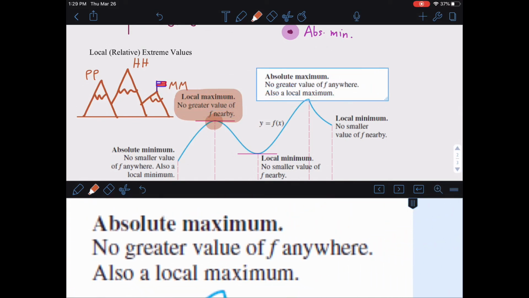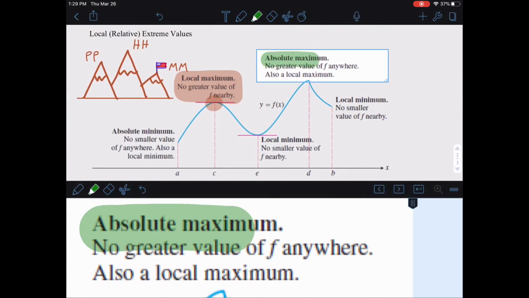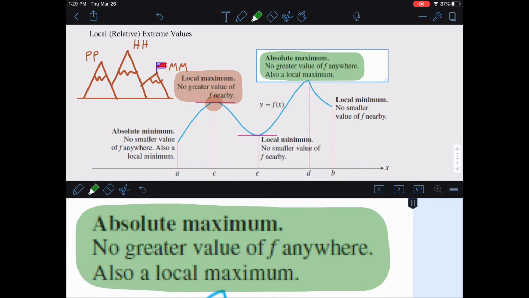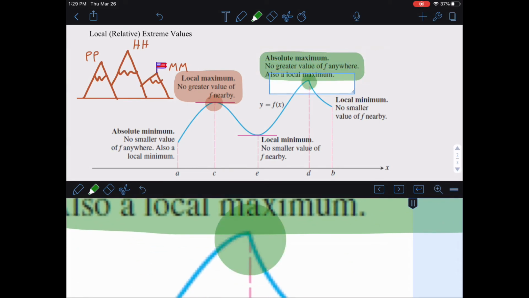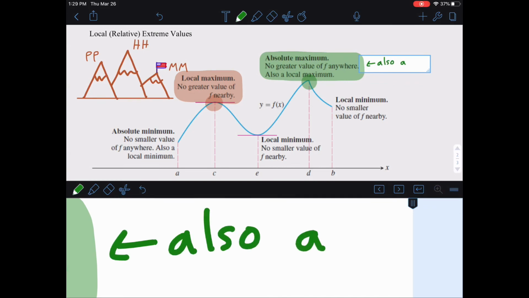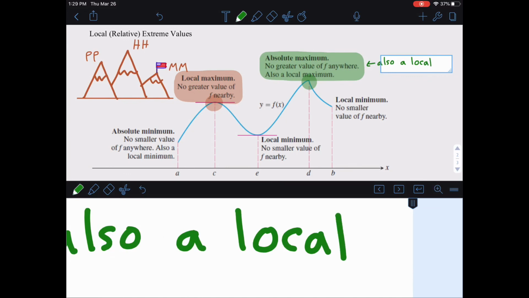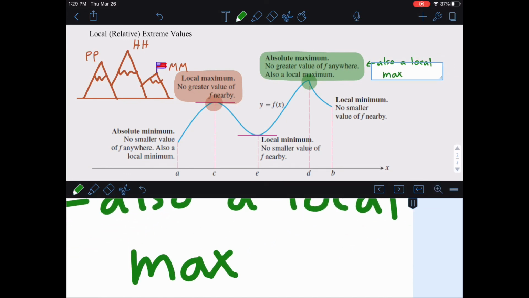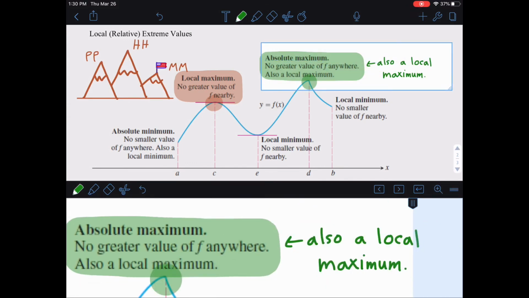The highest one is an absolute maximum. That one is over to the right here at x equals d. So I will highlight this in green again, just like all my other absolute maximums. That right there is the highest peak, okay? And I'm also going to add on here that an absolute maximum is also a local maximum. Right? The highest peak is still the top of its own mountain.